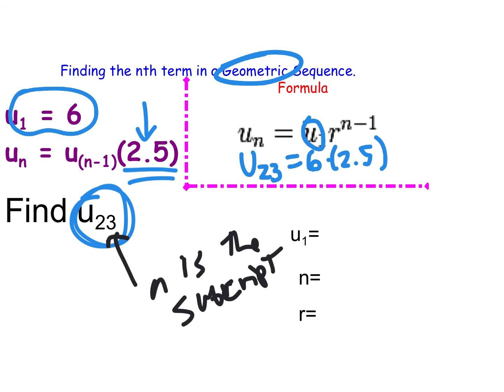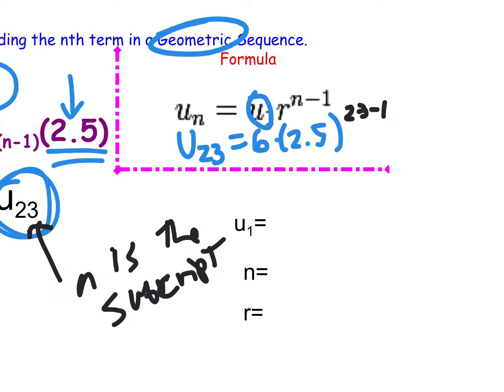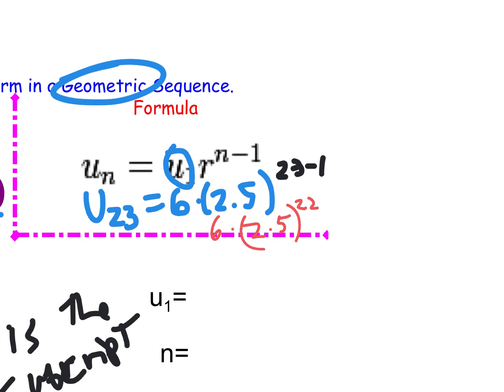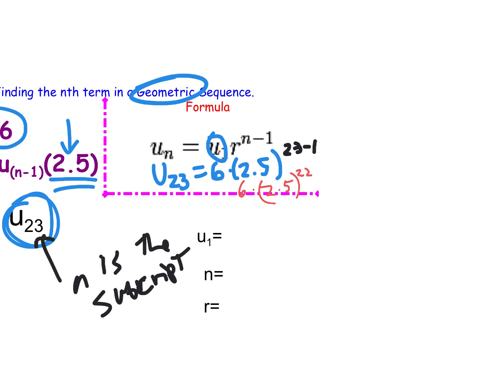Okay, so n is 23, so this is to the 23 minus 1. You could probably do that in your head quick and just write 22 right there. And what would I do first? I definitely want a calculator, because 2.5 to the 22nd power is huge. And then I'm going to times it by 6, and that's the final answer. That's the nth term in a geometric sequence.